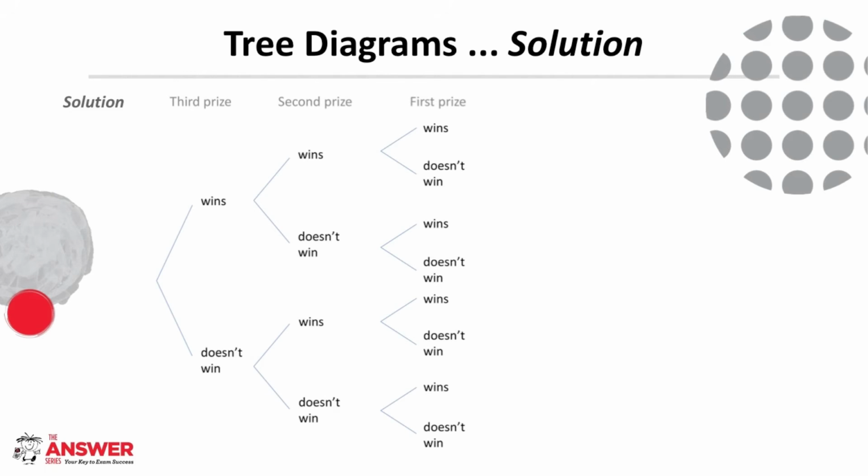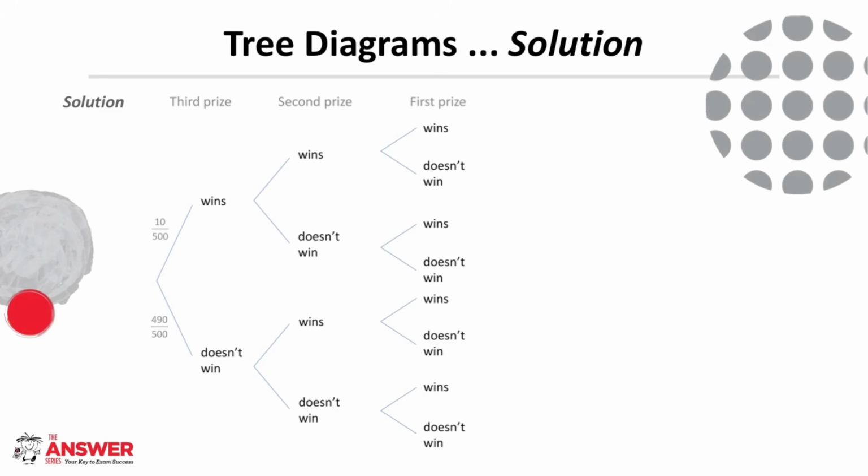For the first draw, there are 500 tickets to select from, and 10 of these tickets in the draw are Zia's, and so the probability she wins third prize is 10 over 500. The probability she doesn't win is 490 over 500.